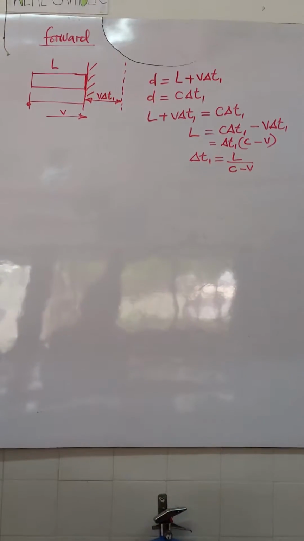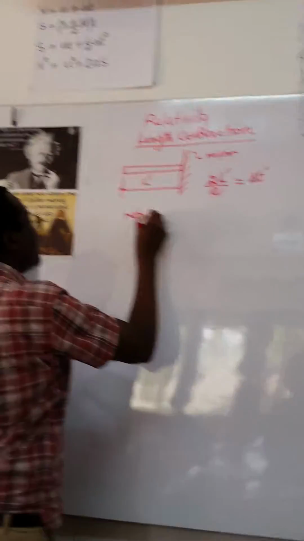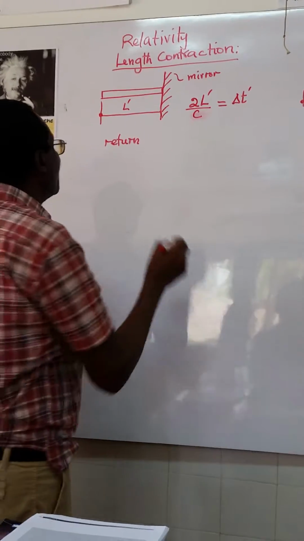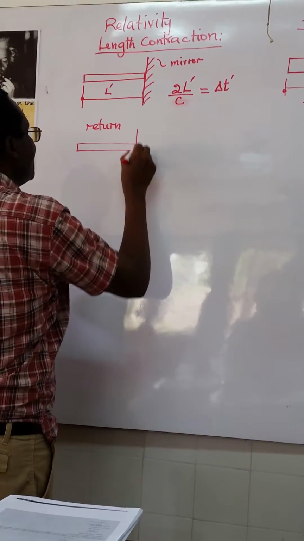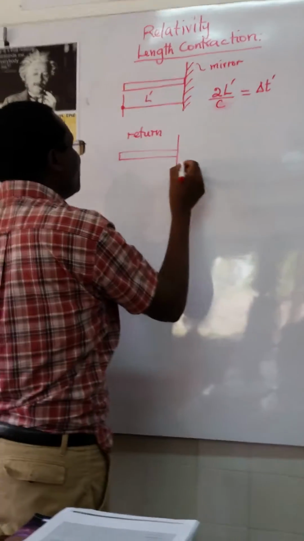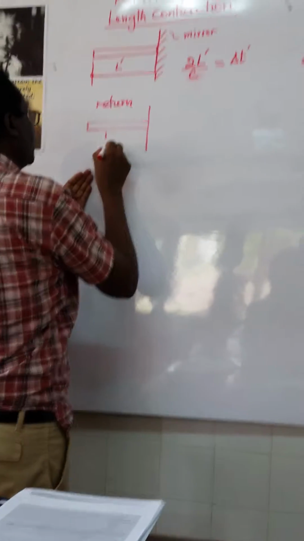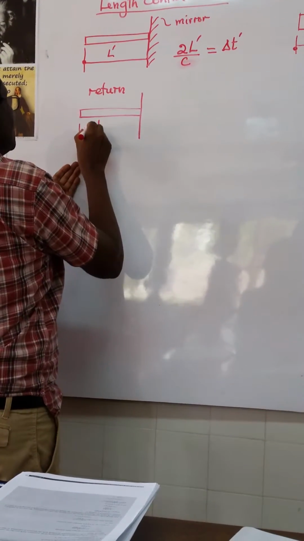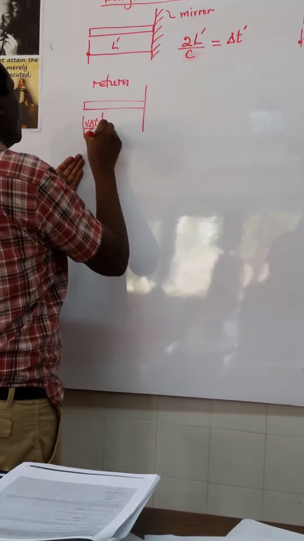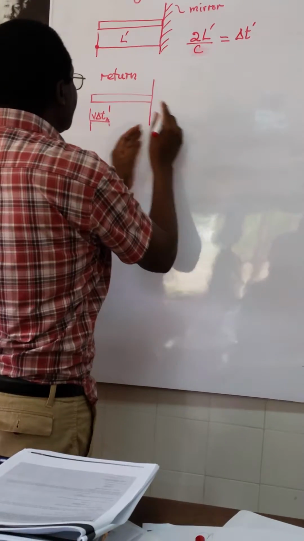Let us now look at return. That is forward. We now look at return. That signal is now coming back. The same ruler, but the signal is now coming back. When it comes back, the ruler will have advanced some distance v times change in time t2. So the ruler will have advanced.